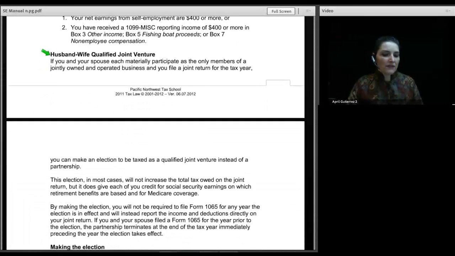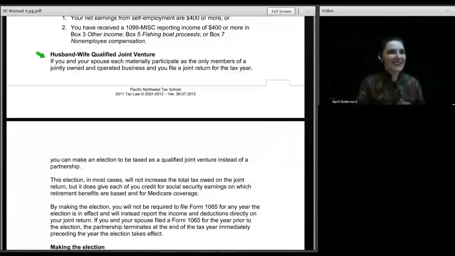Now, the first thing in line we have here is something called a husband-wife qualified joint venture. The IRS created this category a few years ago. It's fairly recent history. And as you might imagine, it would be a pretty common thing for a husband and wife to run a business together. And the very nature of Schedule C is that the title on it is sole proprietor. And you're not sole if there's two of you. And so when a husband and wife went into business together in the past, it was deemed to be a partnership.